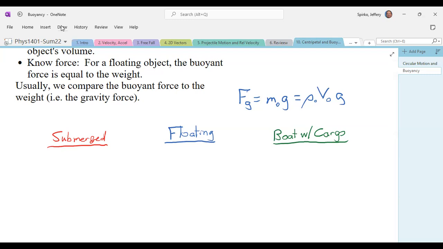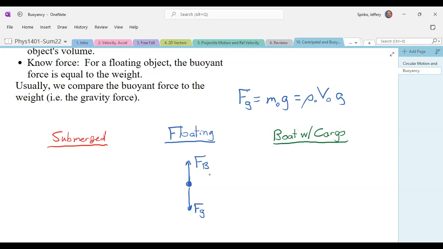So the easiest force diagram is for the floating object. For a floating object, we have our object and we have our force of gravity and we have our force of buoyancy. And that's it. Just two forces. And that's the easy case where we know these two forces are equal because we observe the object to be stationary. Therefore, we know that the acceleration is zero. Therefore, we know the forces are balanced. So that's the easy case.